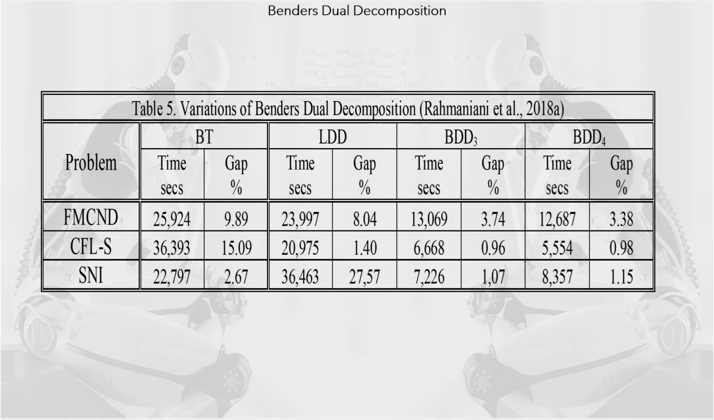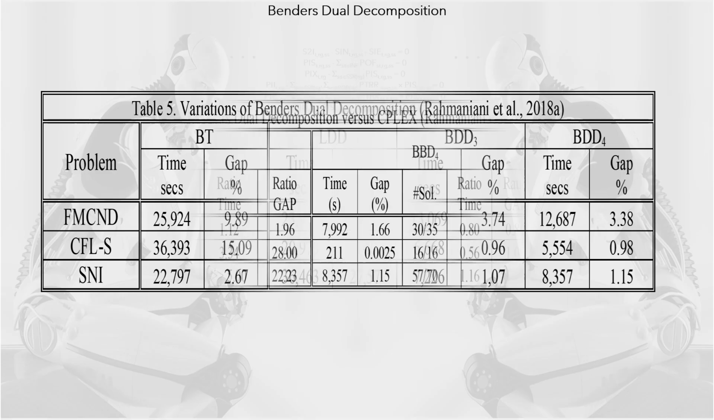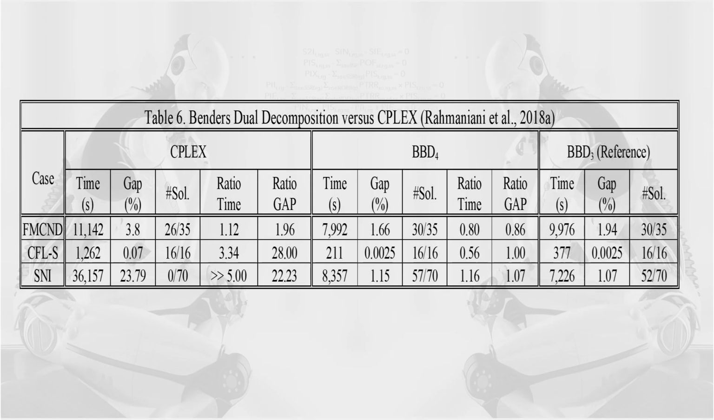The table shows the relative speedup of the 4 BDD variations compared with standard Benders, BT, and Lagrangean Dual Decomposition, LDD. The advantage of BDD in computational time, and in the quality of the gap, is evident. The table shows the relative speedup of the 2 BDD variations compared with CPLEX. The gap tolerance was 1%. It should be noted that CPLEX failed to meet the gap tolerance, and in such cases exhausted the maximum processing time. The column #sol indicates the number of solved problems over the total number of problems.